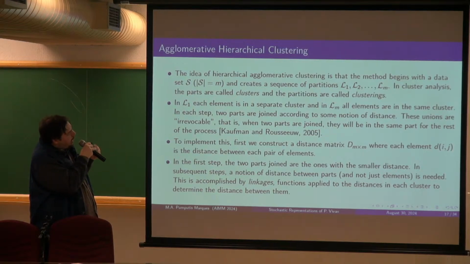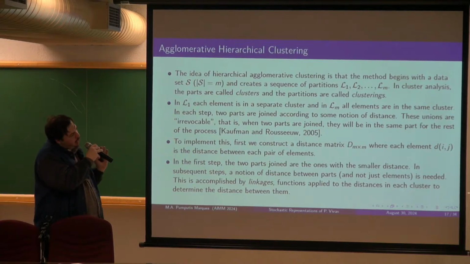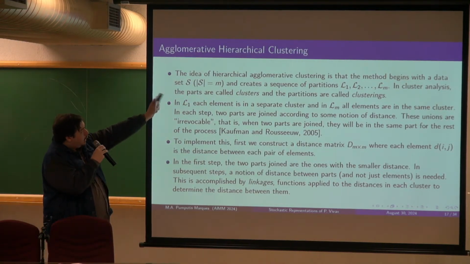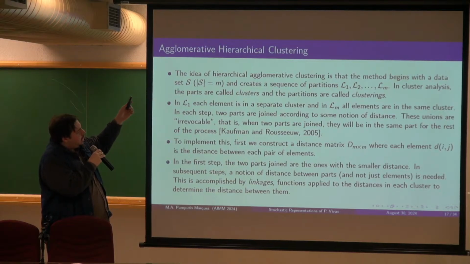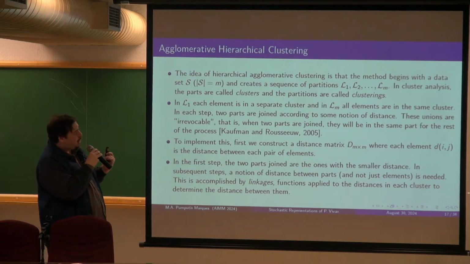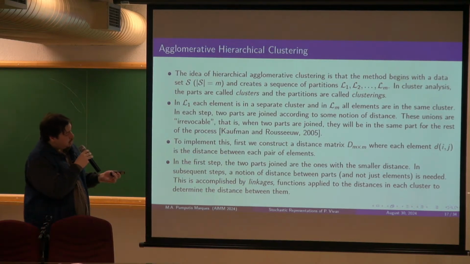The idea of hierarchical agglomerative clustering is that the method begins with a data set of cardinality M and creates a sequence of partitions, from calligraphic L1 to calligraphic LM, where M is the cardinality of the data set. The parts, which were parts in the original idea of the Markov chain, now are going to be called clusters, and the partitions are called clusterings, right?